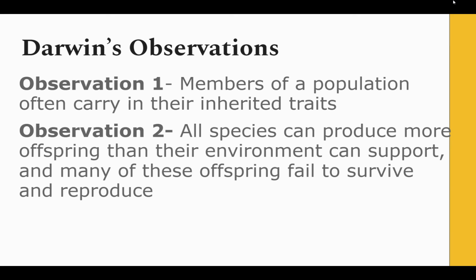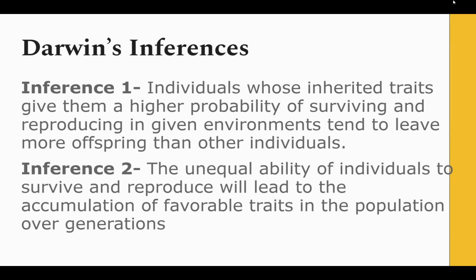From these two observations, he drew two inferences, things that he thought were true or inferred from the fact that these were the observations he made. These two inferences, a little bit wordy: individuals whose inherited traits give them a higher probability of surviving, so individuals with traits that are good for the environment tend to leave more offspring than other individuals.